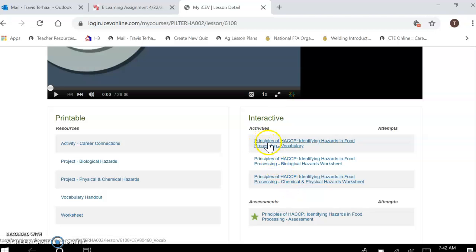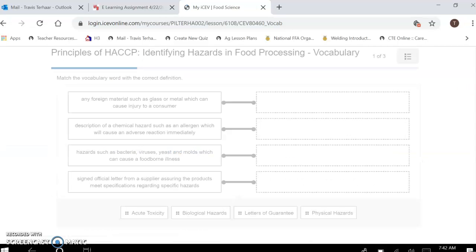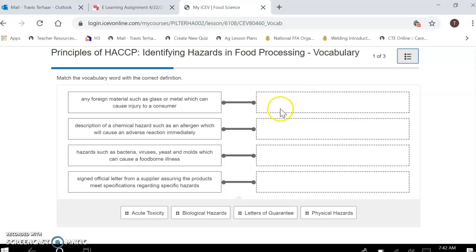So you're going to click Principles of HACCP, Identifying Hazards in Food Processing, the vocabulary assignment. And once you pull the assignment up, it should look like this. Real simple. This is your definition. This is your word. You have four definitions here, and you have four vocabulary terms here. You're just going to match them up. There are 3 pages of these, so you should have a grand total of 12 vocabulary words.